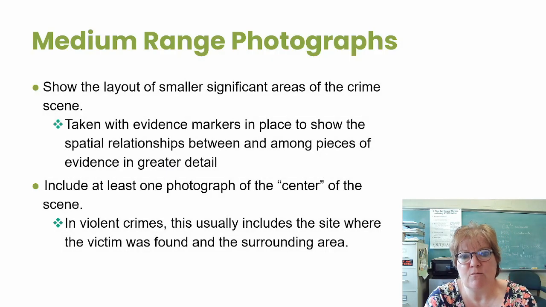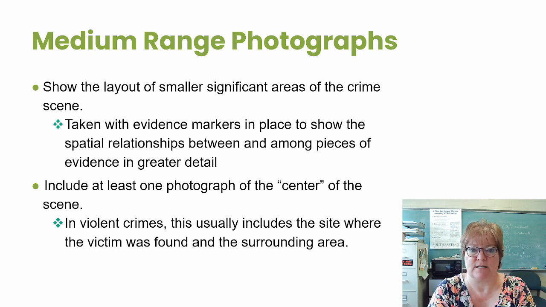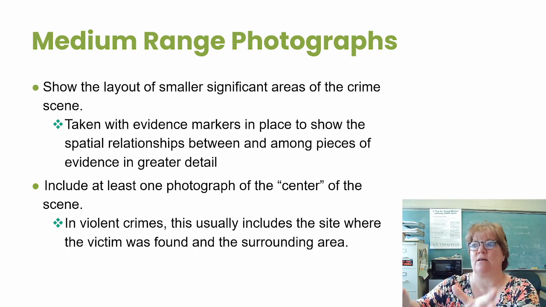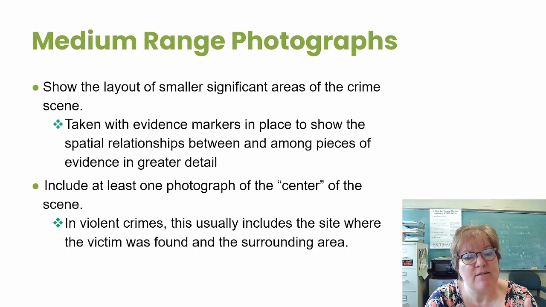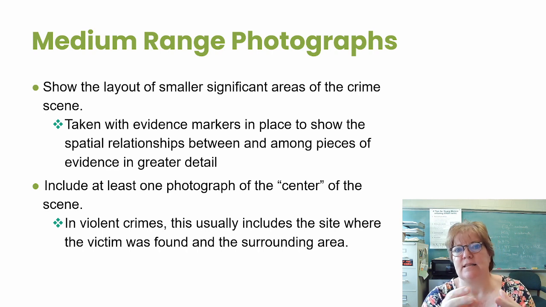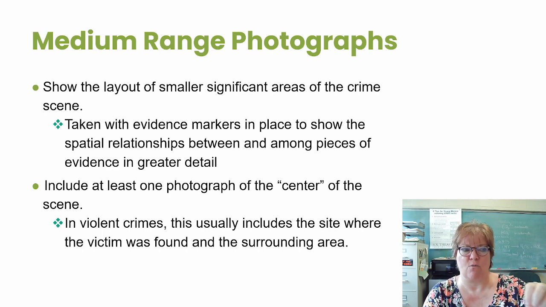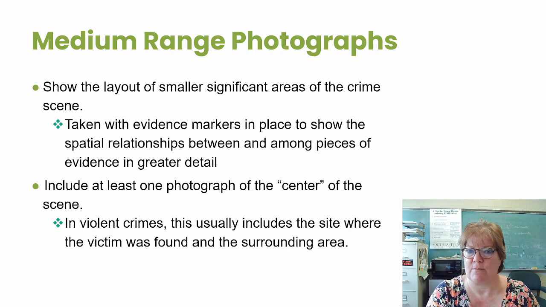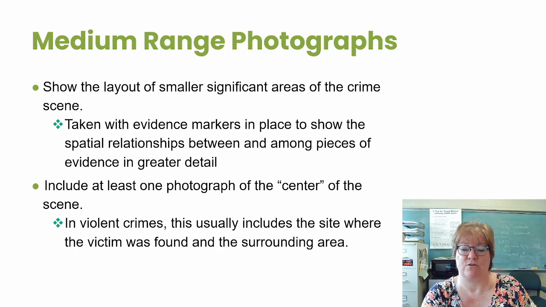When you're taking the medium range photographs, again, the idea is to be in between the overview photograph and the super detailed one, to give you a sense of this is what the room looked like, or this is what this area looked like. Taken with the evidence markers in place so that they can link to, oh, I see now where that evidence is. Again, you couldn't see the bullet casing in that picture because it was too small, but you could see the marker. And then when you saw the marker on the next close-up, you're like, oh, I got where that was, right in front of the door.